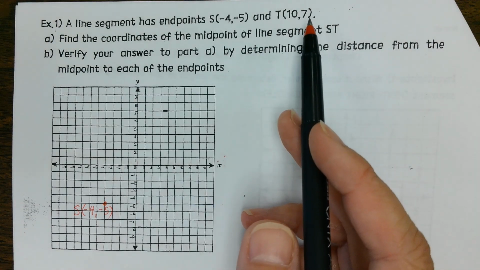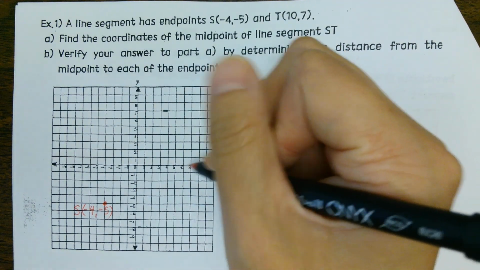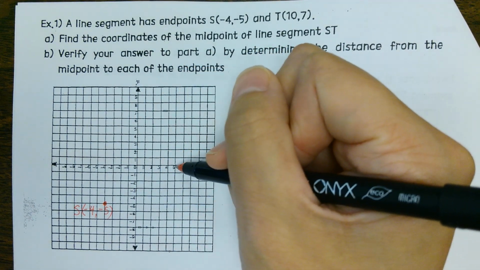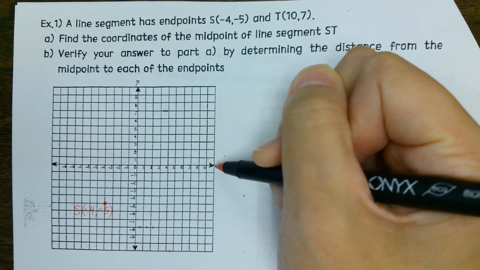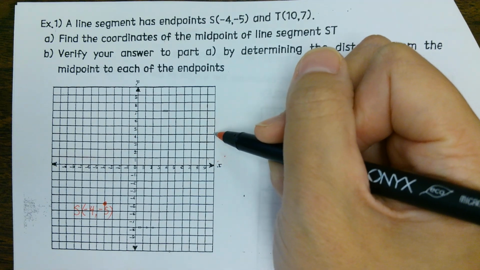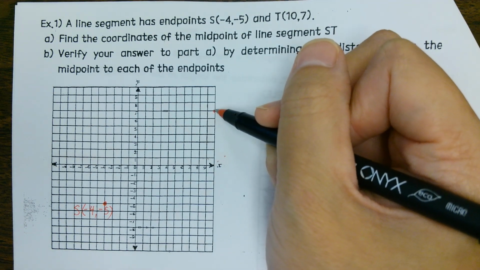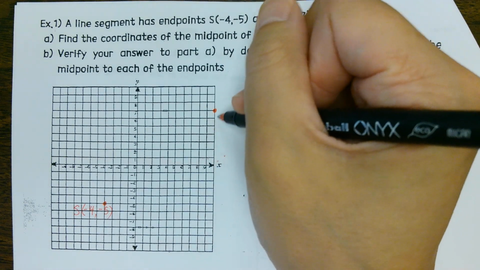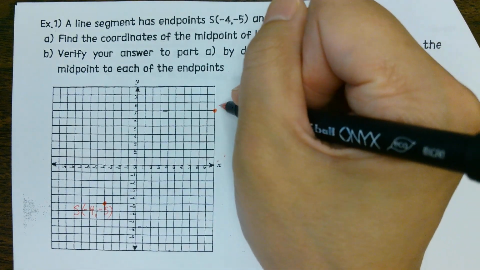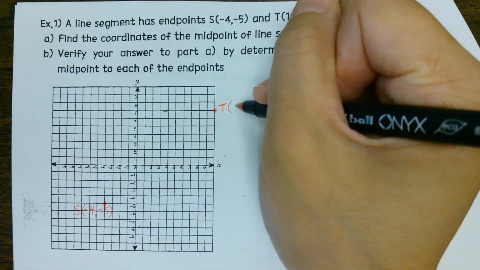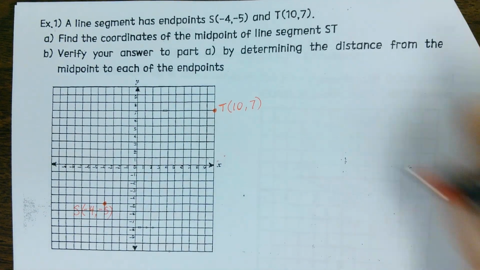And then T is 10 and 7. So 10, 1, 2, 3, 4, 5, 6, 7, 8, 9, 10, and 7, 1, 2, 3, 4, 5, 6, 7. Yes, I know the numbers are horrible on the scale. After certain numbers of photocopies, this is what happens.